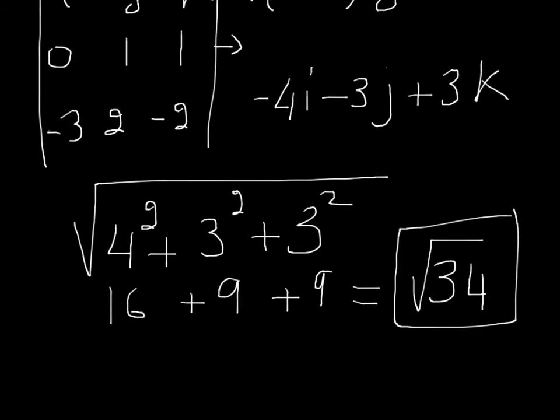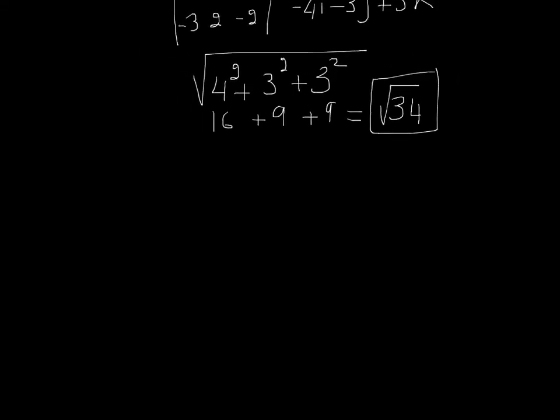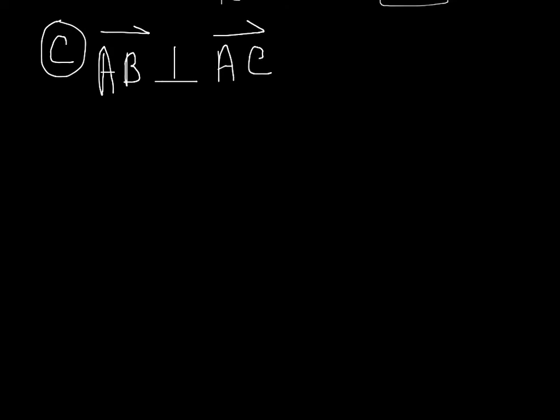Part C, they're asking you if this parallelogram is a rectangle. I'm going to try to see if it's a rectangle by testing two sides and seeing if they're perpendicular. It will be good enough if I check one angle. I want to see if vector AB is perpendicular to AC, therefore forming a right angle. To do that, I want to do the dot product.